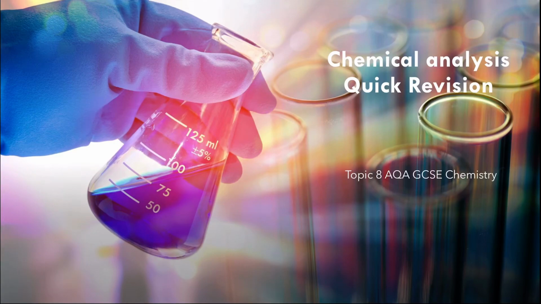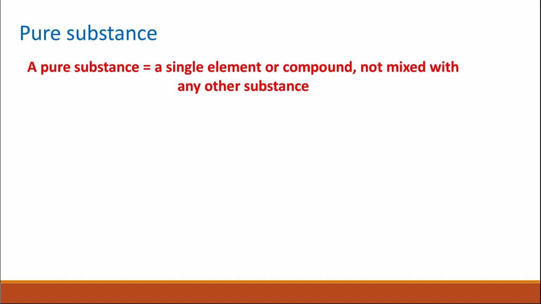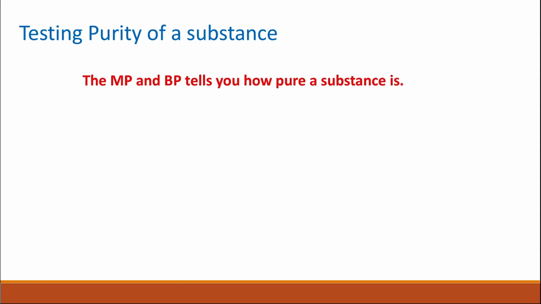This is a quick revision of Topic 8, AQA GCSE Chemistry, Chemical Analysis. A pure substance is a single element or a compound not mixed with any other substance. You can test the purity of your substance by measuring the melting or boiling point of your substance.